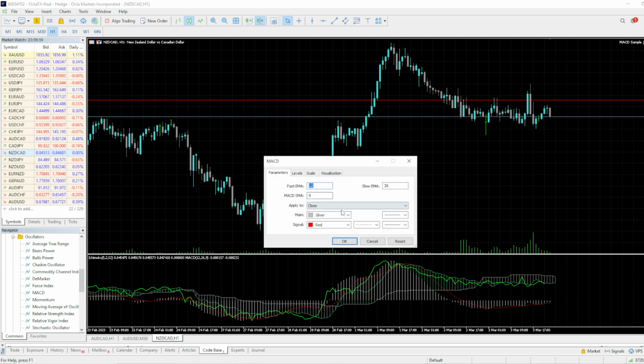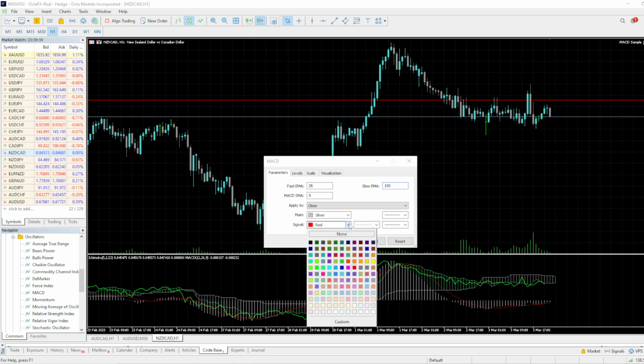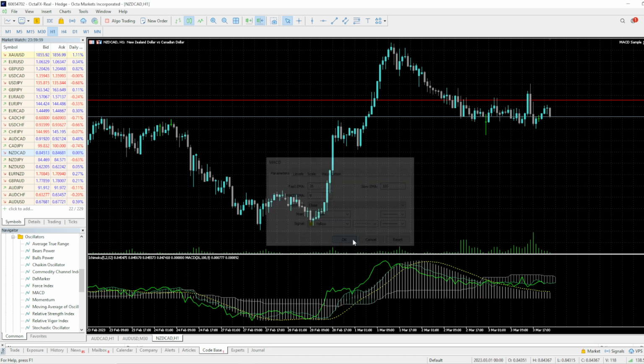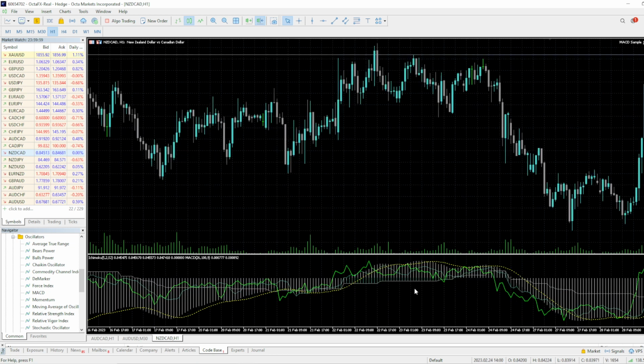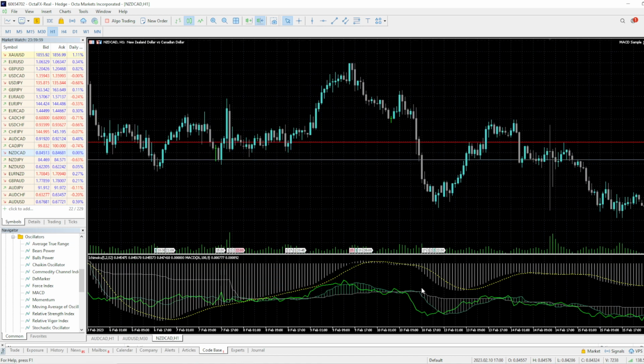The settings are 26, and the slow one is 100. The color is your choice. I just made this color a little light yellow so we can see it on the chart over here. Now, how is the MACD going to help us filter out these signals?